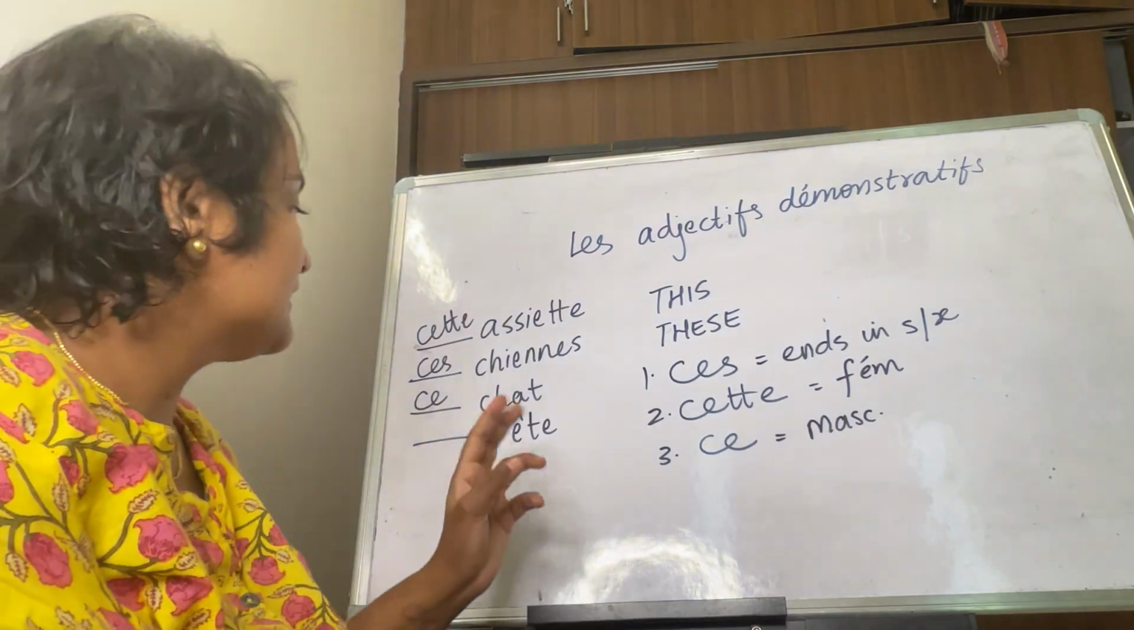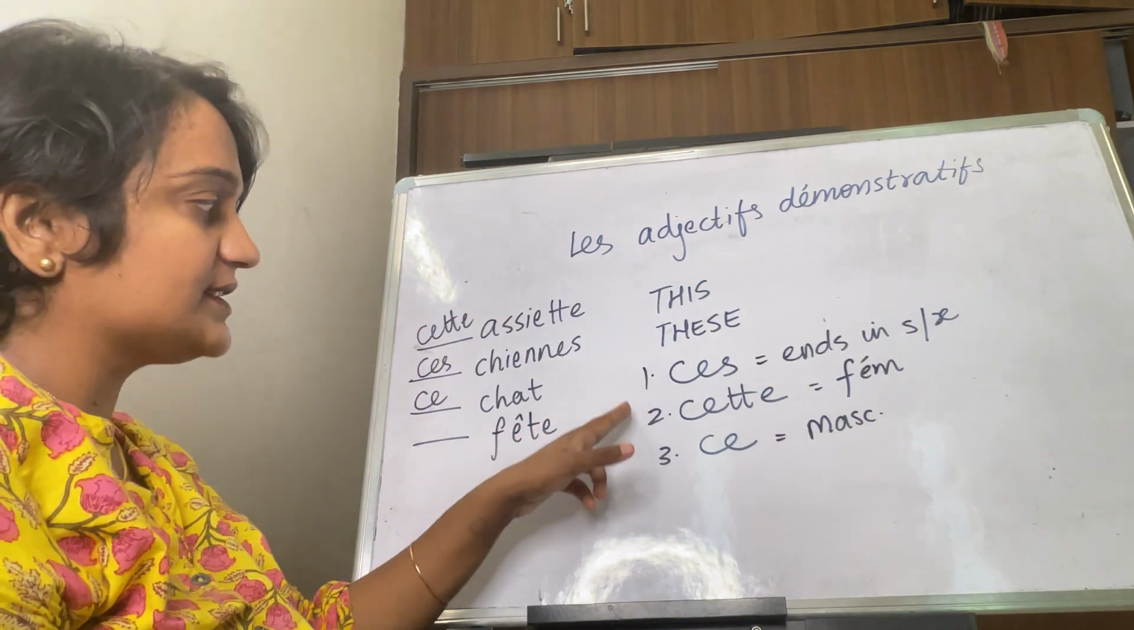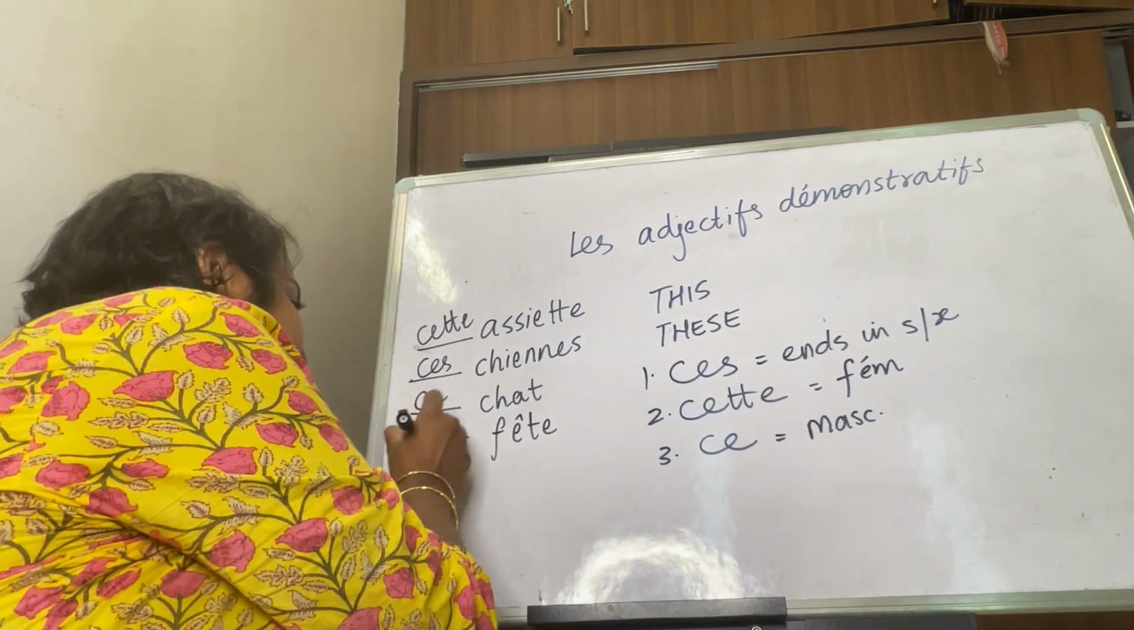Okay, this cat. And then we have fête. End with S or X? No. Does it end with E? Yes. So I get cette fête. This festival.